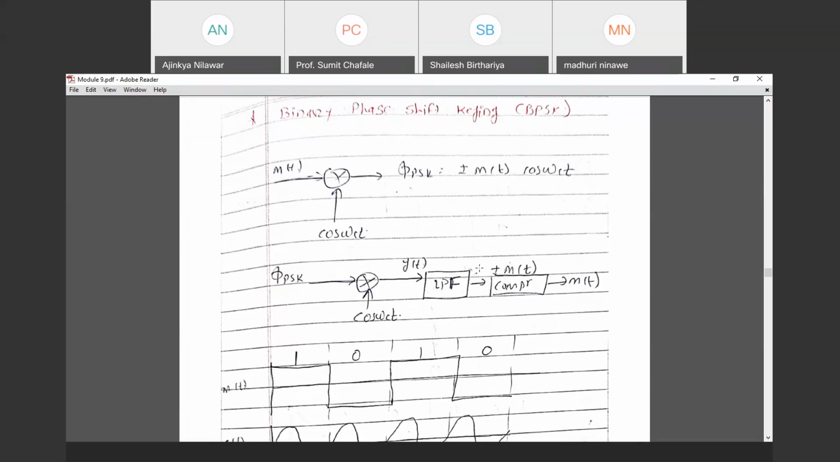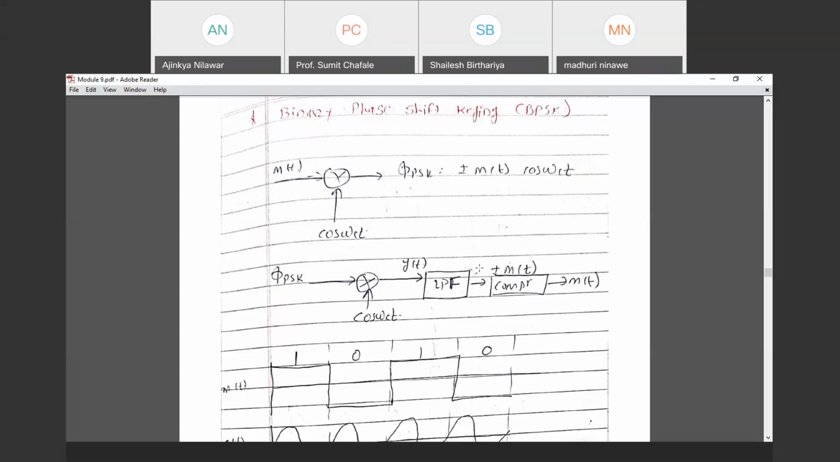We are having 3 attributes: amplitude, frequency, phase. We are dealing with the amplitude. In amplitude shifting, what happens? If data 1 is there, it will get multiplied by the carrier wave and a signal will be generated. If data is 0, that means no waveform is there in the ASK modulation.